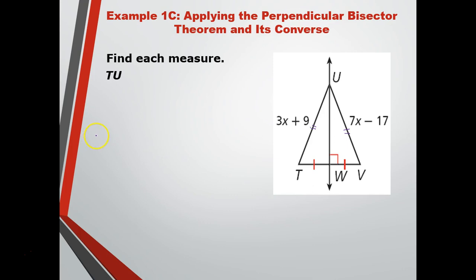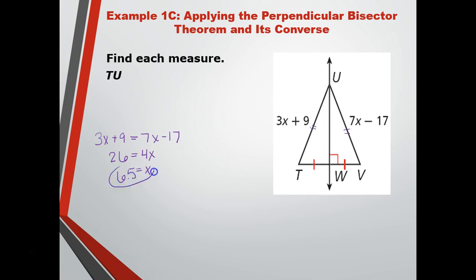I'm going to say 3x plus 9 is equal to 7x minus 17. Okay, and solving this equation, we can get to 26 is equal to 4x. And then divide both sides by 4, we get x is equal to 6.5.